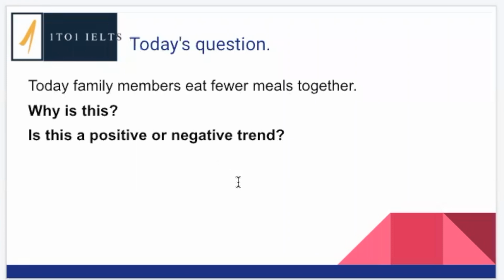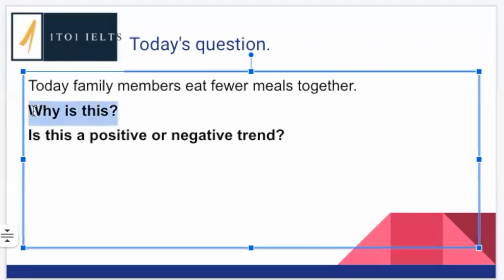The question we're looking at today is: family members eat fewer meals together. Why is this? Is this a positive or negative trend? What type of question is this? Double question. So we've got two parts. And then we want to think, what type of question is each part? Because when you have a double question, you're basically being given a type of question from the other types of questions that are available in IELTS.